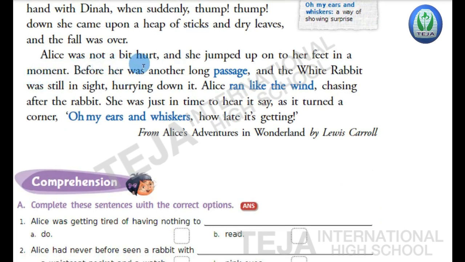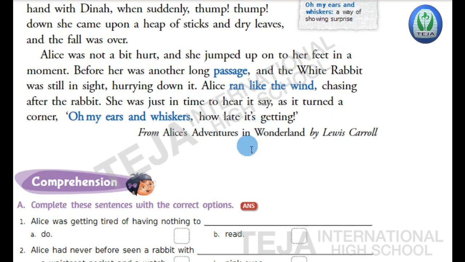Alice was not a bit hurt, and she jumped up to her feet in a moment. Before her was another long passage, and the white rabbit was still in sight. Hurrying down it, Alice ran like the wind, chasing after the rabbit. She was just in time to hear it say as it turned a corner, "Oh, my ears and whiskers! How late it's getting."